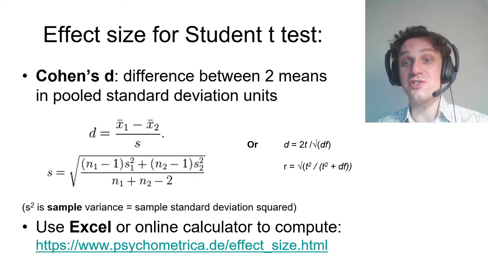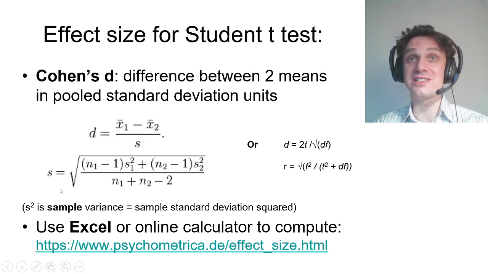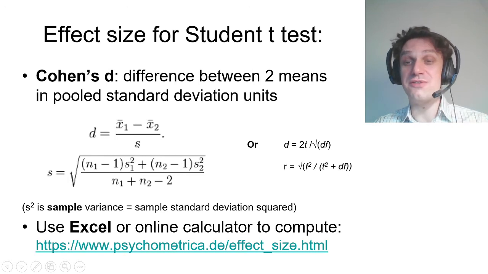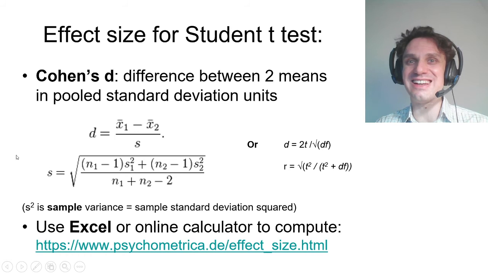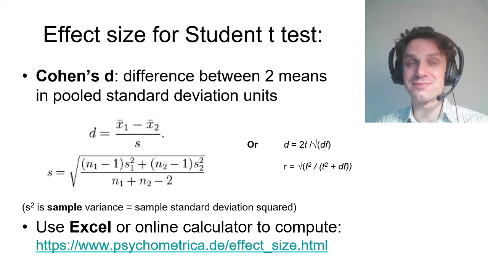Just be careful when you choose online calculators, because different ones can use different formulae for the denominator, for the pooled standard deviation. Some just use the average standard deviation, and then if your group sizes are very different, you might have a result that is not very precise.